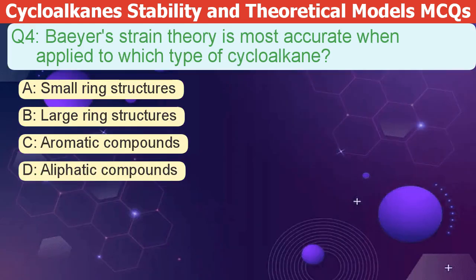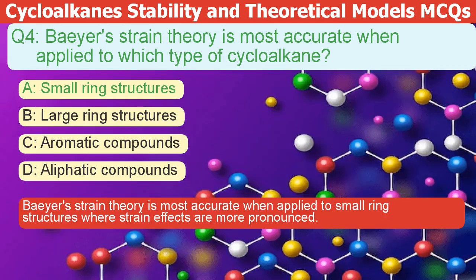Baeyer's strain theory is most accurate when applied to which type of cycloalkane? A. Small ring structures. B. Large ring structures. C. Aromatic compounds. D. Aliphatic compounds. The correct answer is A. Baeyer's strain theory is most accurate when applied to small ring structures where strain effects are more pronounced.